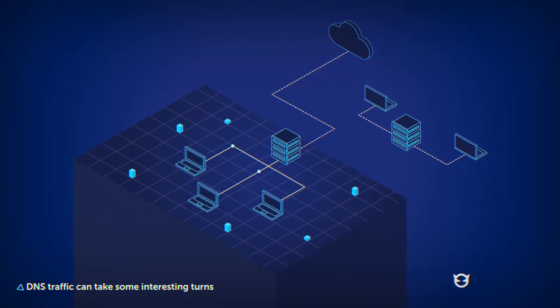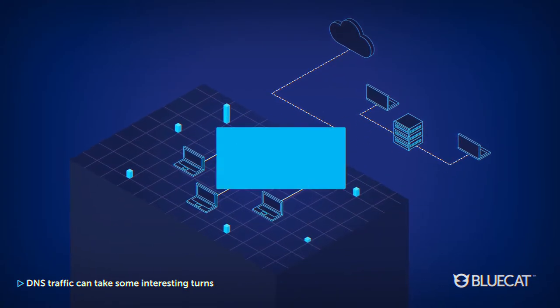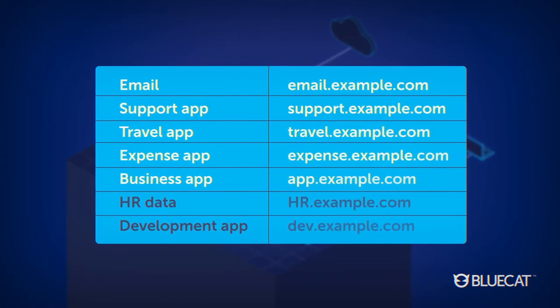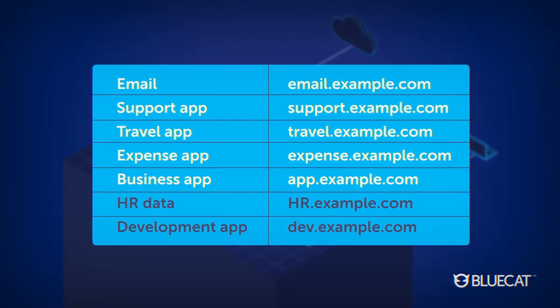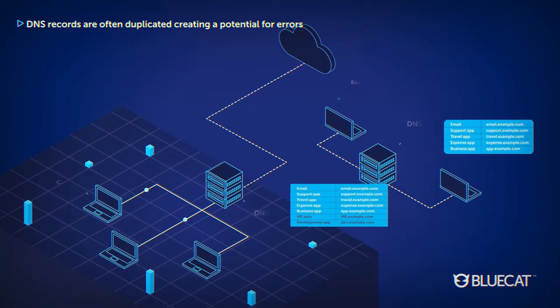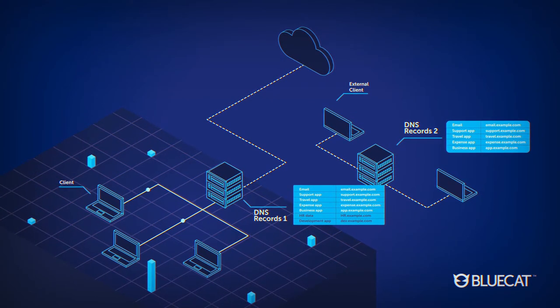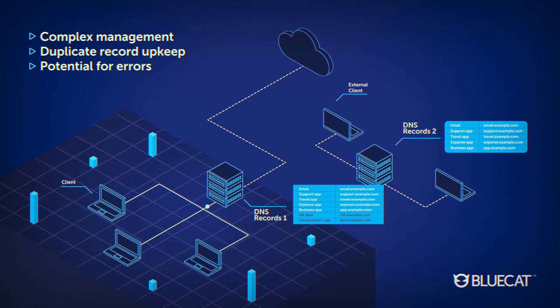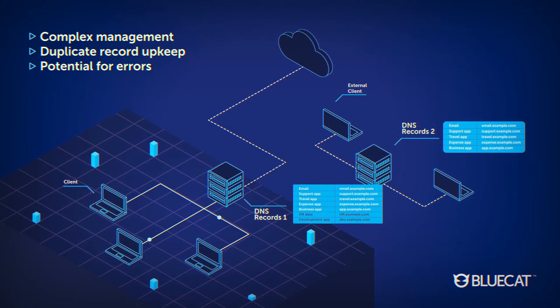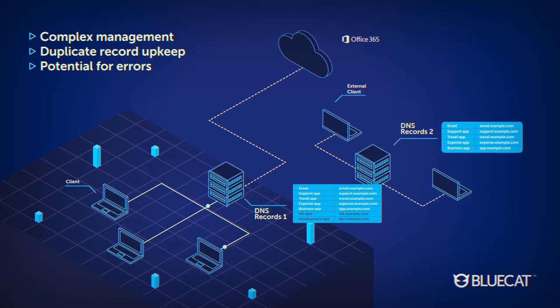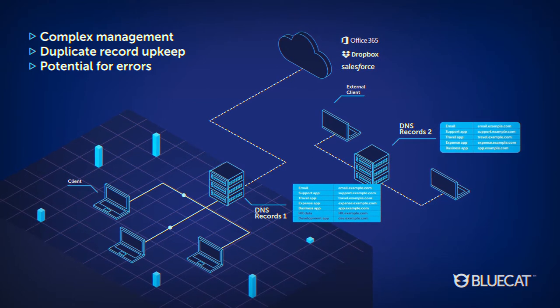Architecting the path of DNS traffic can take some interesting turns. To find these services, their location is found in DNS, and sometimes they're forced to be in duplicate locations. Supporting remote workers, controlling apps and resources with things like regional access or internet breakout with organizations using cloud infrastructures like Office 365, Dropbox, or Salesforce.